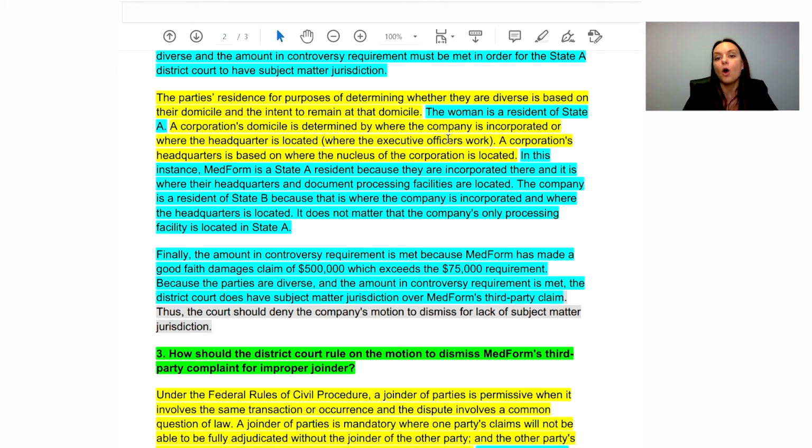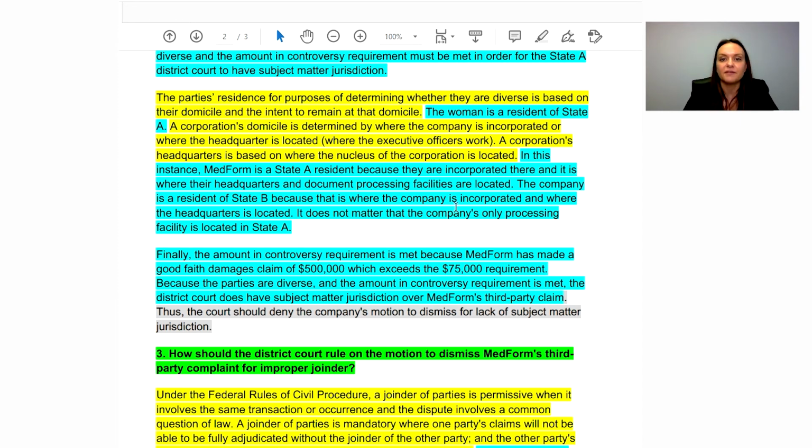So again, this is almost perfect. The student used the word or instead of and. Corporations can have 2 domiciles, which is why I'm using the word and instead of or. But what is good about this rule statement is the student defines what headquarters means, which is good. That's essentially what they were trying to trick you with in part of this question. So it's great that this examinee expanded on it.